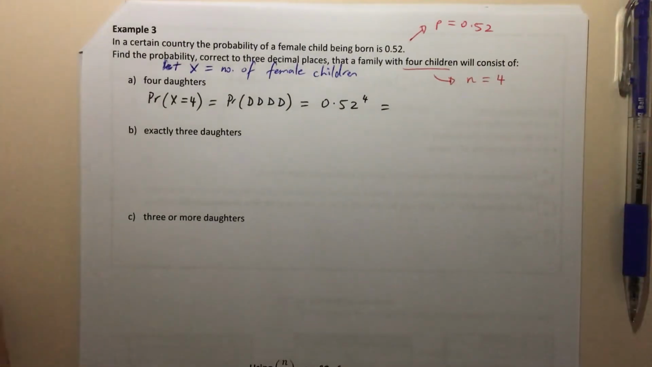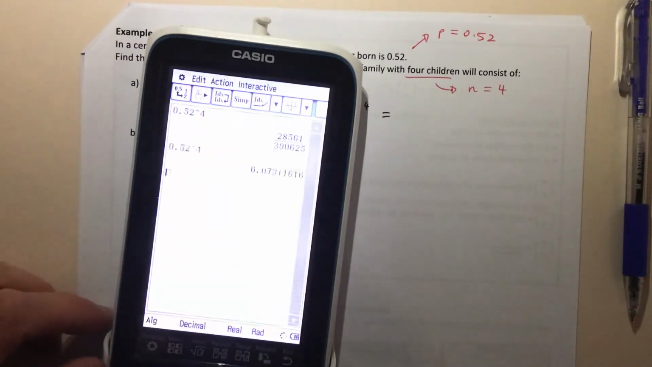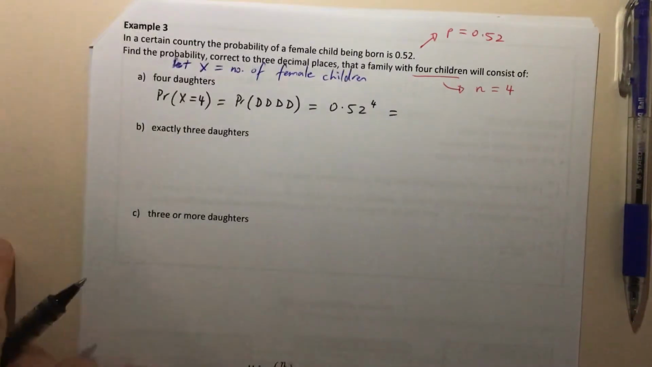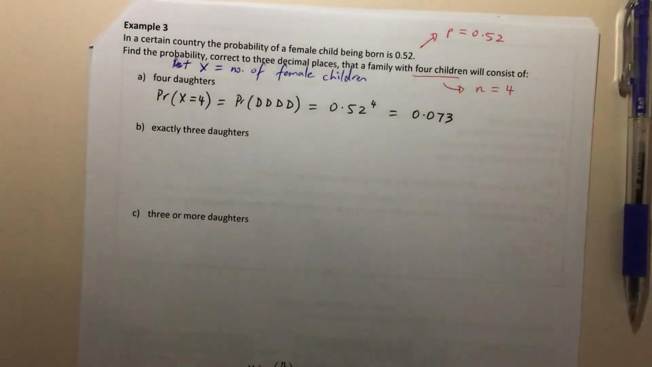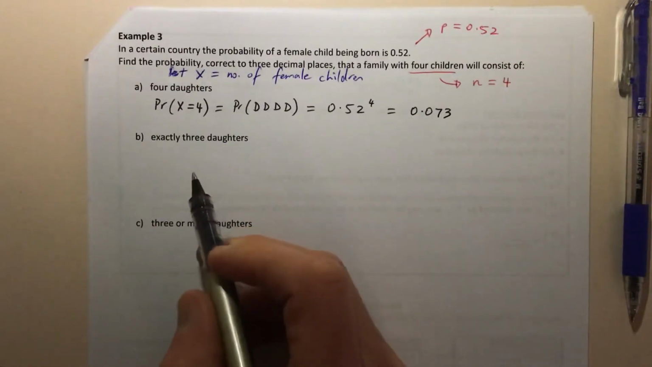And on our calculator, we can crunch that pretty quick. The question said 3 decimal places, so in decimal mode, we get 0.073. Okay. The probability of getting exactly 3 daughters is a little trickier.